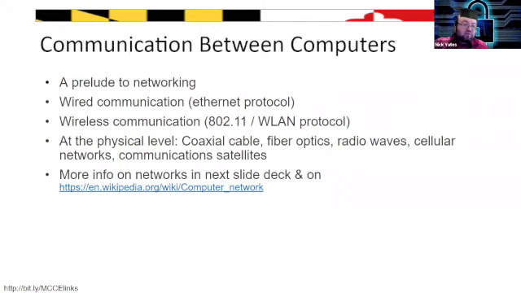So computers communicate with one another in all of these different ways, and more info on networks can be found in the next slide deck that you'll be seeing and presented on later on. So all multi-computer systems involve some sort of communication.